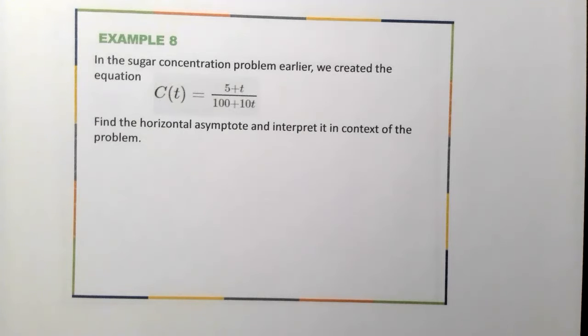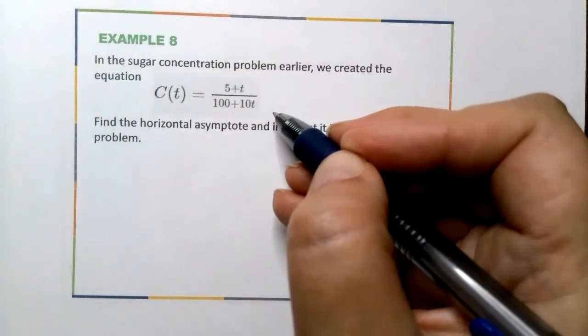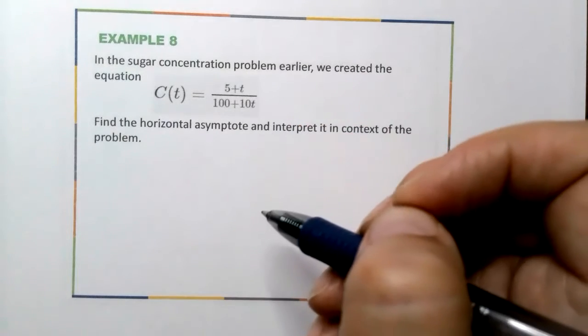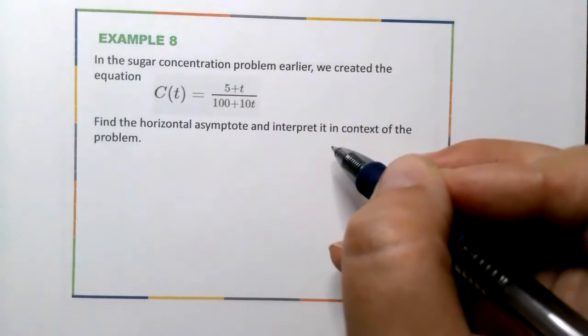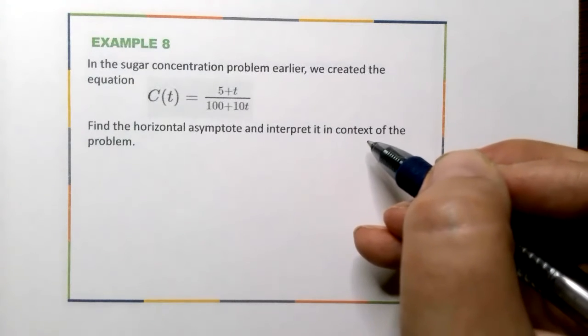All right, so let's apply our knowledge right away. In example 8, we see the sugar concentration problem from earlier in this section. We created the equation C of t equals 5 plus t divided by 100 plus 10t. Find the horizontal asymptote and interpret it in the context of the problem.